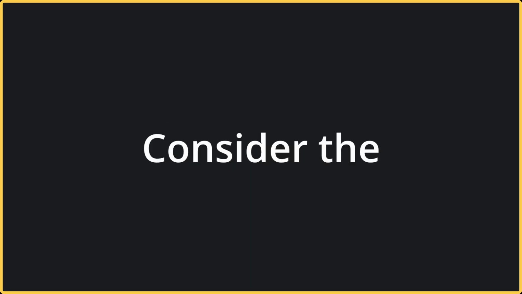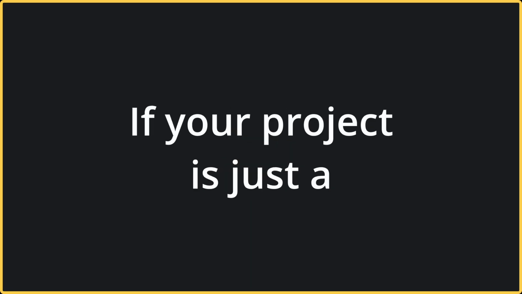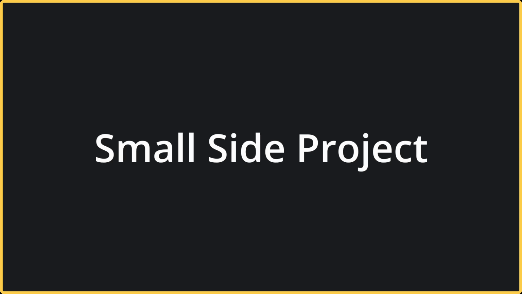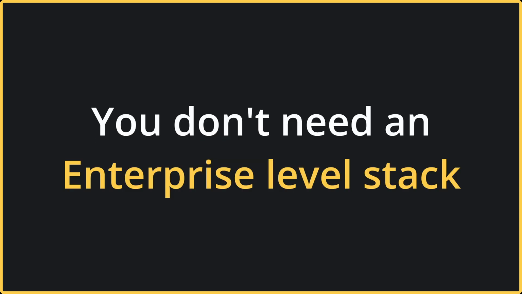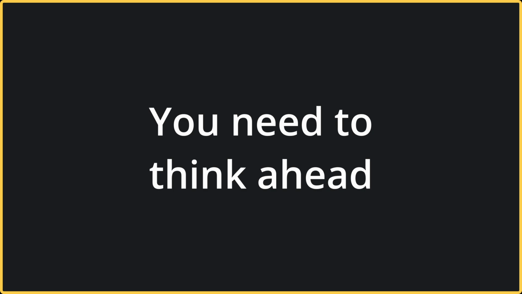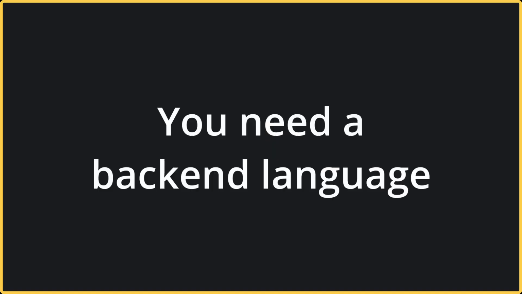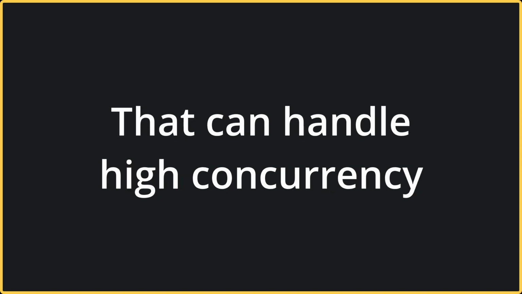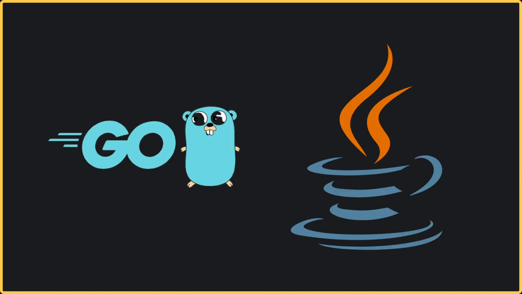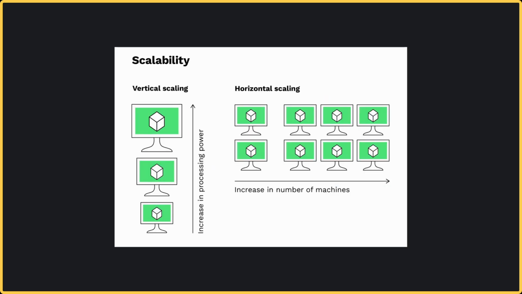Step 2. Consider the scalability and performance. See, if your project is just a small side project, you don't need an enterprise level stack. But if you're building something that might scale, you need to think ahead. For example, let's say you're building a high traffic application. In that case, you need a backend language that can handle high concurrency. In this case, Golang and Java stand out. And you can use load balancers and horizontal scaling techniques so that your entire architecture can scale really well.